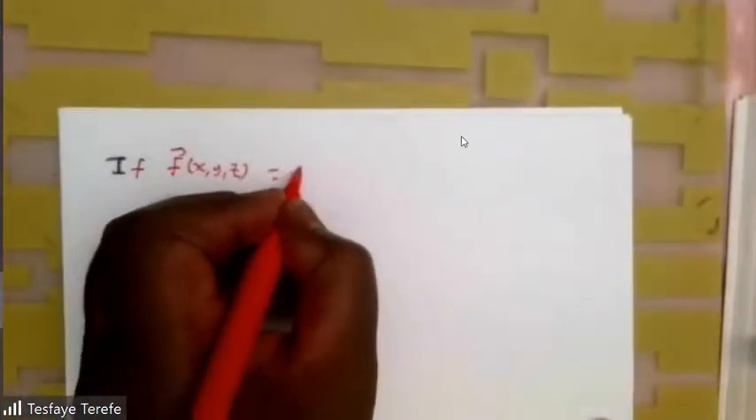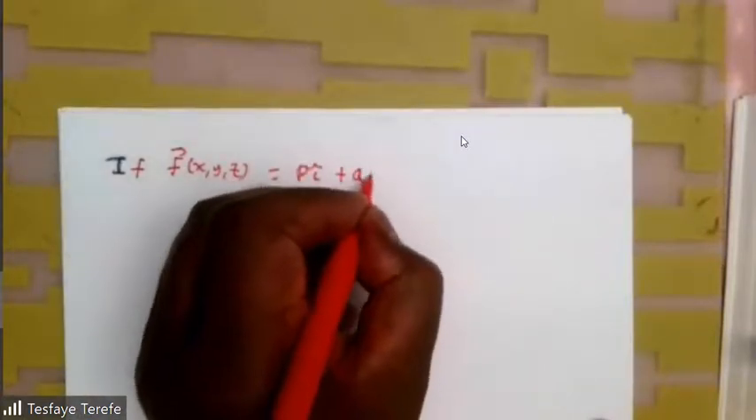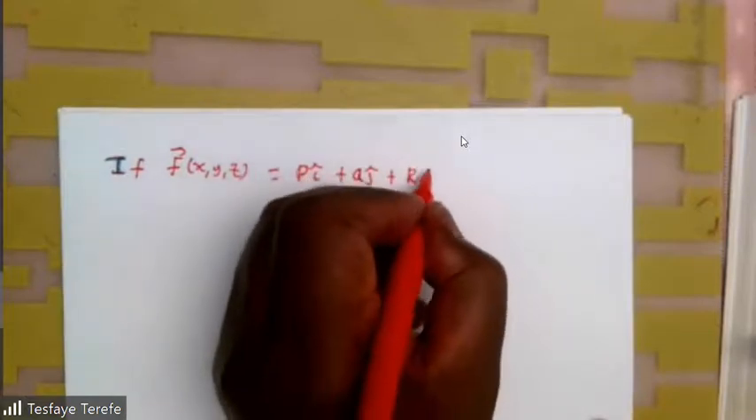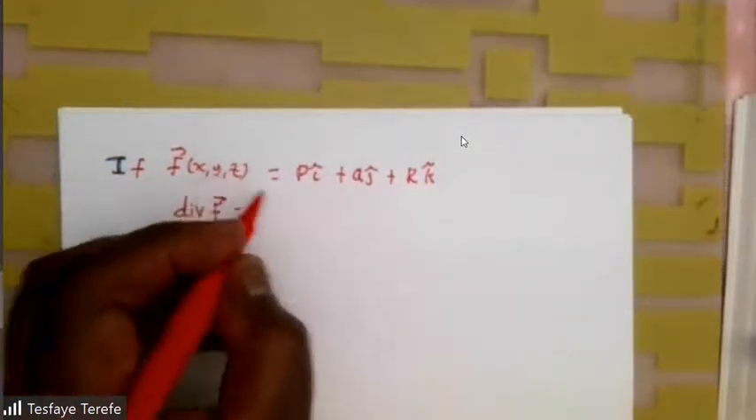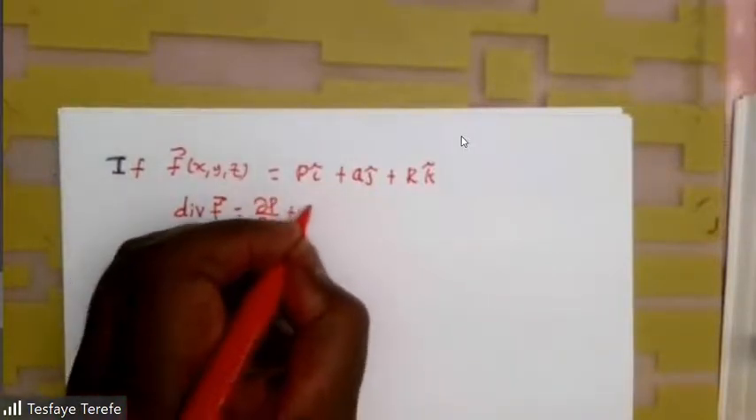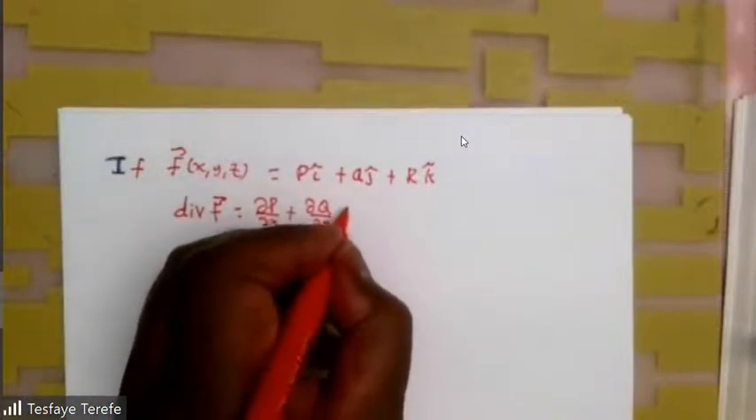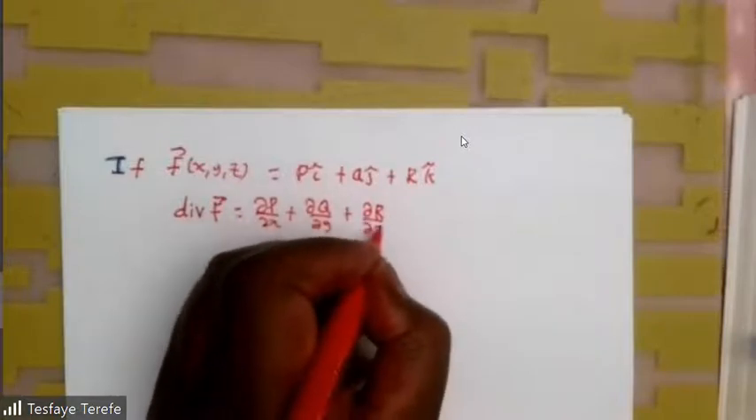If you remember the Cartesian form of divergence, if you have F of x, y, z, a vector field, in the form of Pi plus Qj plus Rk, then the divergence of F is simply dP/dx plus dQ/dy plus dR/dz. That is what we do.